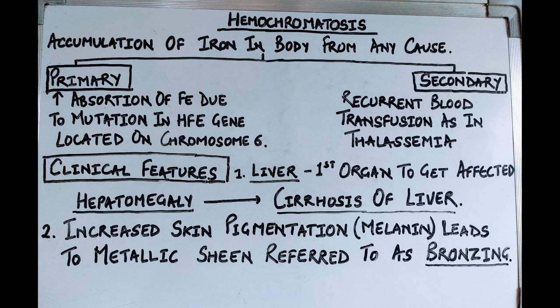Hello everyone. So the topic for today's video is hemochromatosis. Hemochromatosis is accumulation of iron in the body from any cause. Hemochromatosis can be of two types.